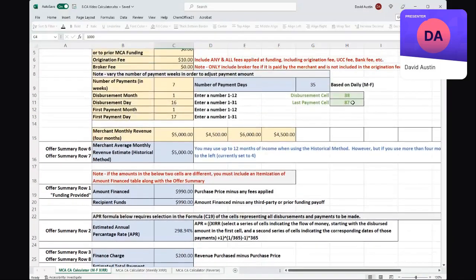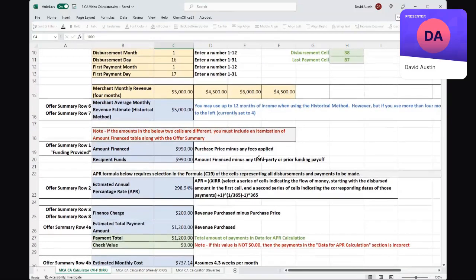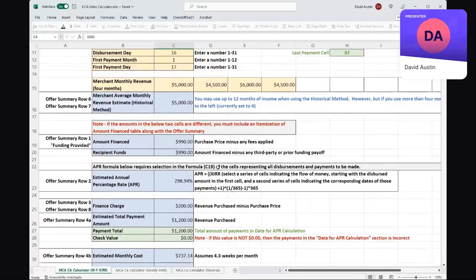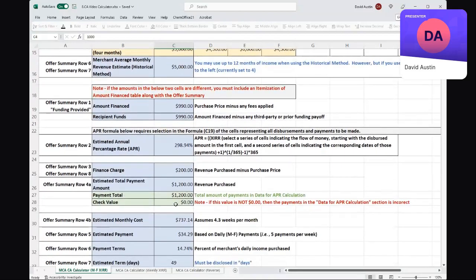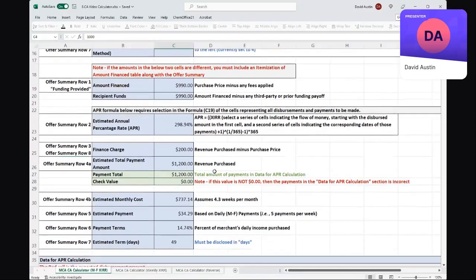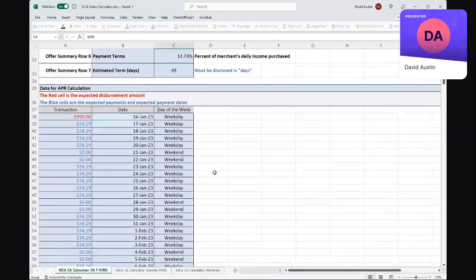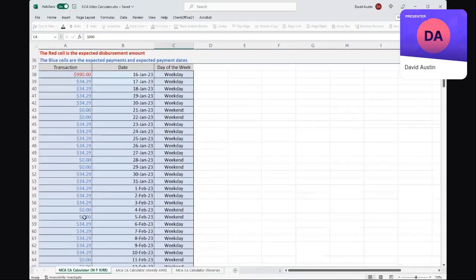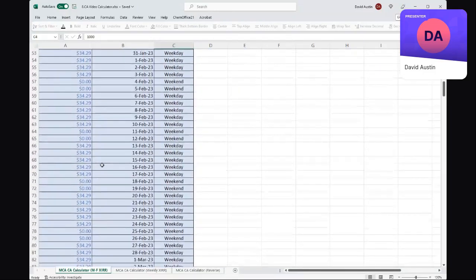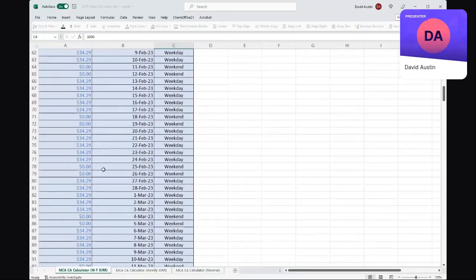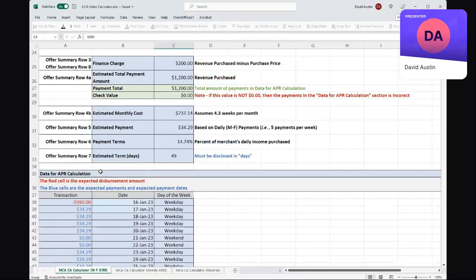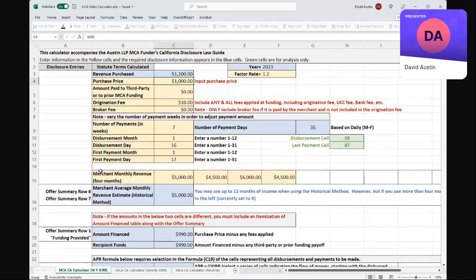Now you'll also see green cells. The green cells are basically just there for analytical purposes. If you have some trouble with the spreadsheet and you're not sure if it's working properly, you can contact us, check the cells yourself, make sure that the values are there. What you'll also see at the bottom of the calculator are all the payments and disbursements that will be made during the term. And this is important because what the calculator does, in addition to giving you the values that you need for the disclosure, it also provides a documentation of how you calculated the disclosure. And that documentation is also required by the statute.